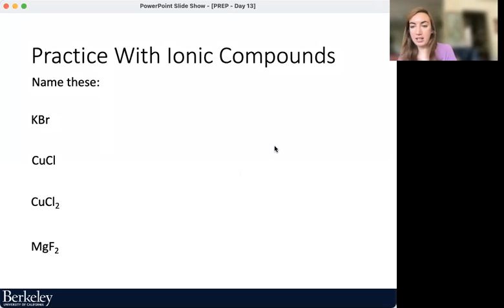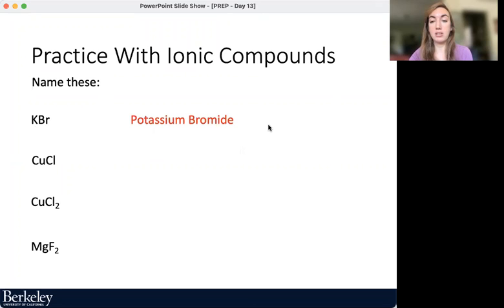Okay, welcome back. I know that was super fast, so let me know if you have questions. But all we're doing is taking the names of the 2 ions, changing the anion to "ide", and specifying the charge if we need to. So this KBr is potassium and bromine. Potassium is always +1. It's not a transition metal, so we don't need to specify the charge. So this is just potassium bromide.